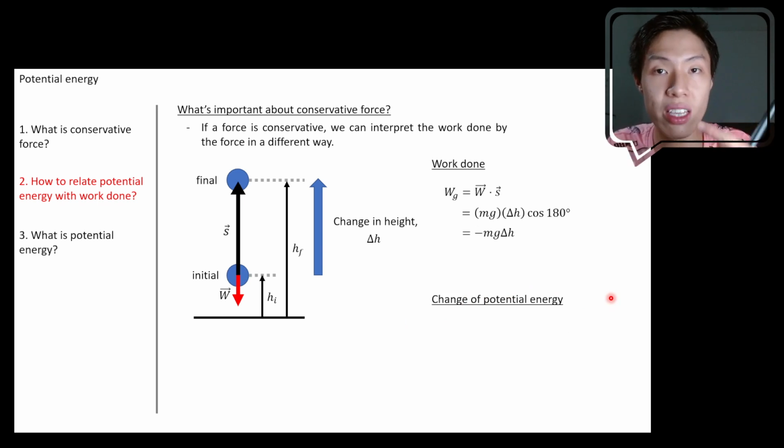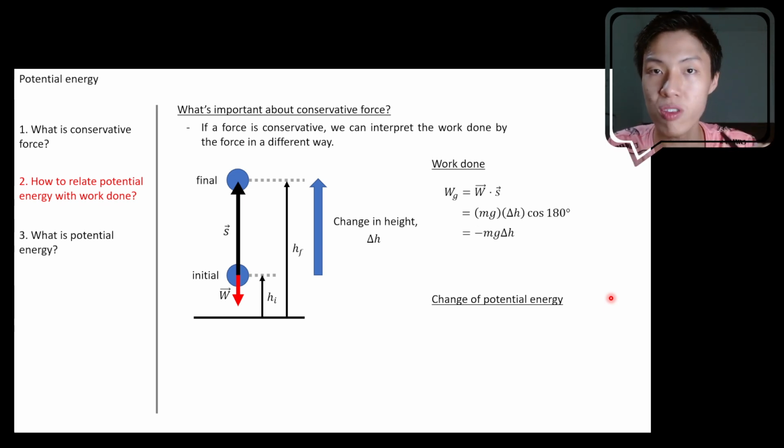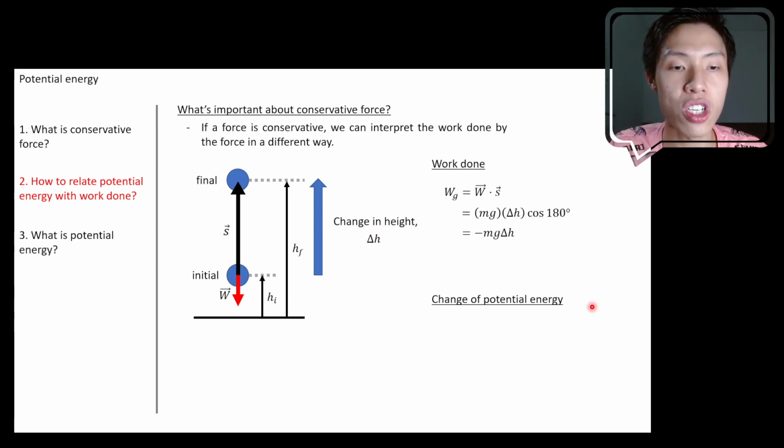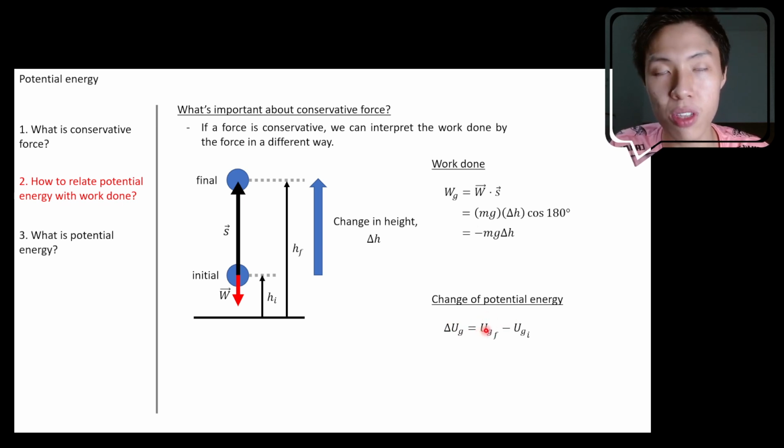And since we now reinterpret energy transfer out of the body as energy being transformed into potential energy, we will say that this object experiences a change of potential energy. The potential energy changes when this object undergoes a change in height. The change of potential energy is just potential energy final minus potential energy initial. In this case, I put a subscript G to represent that this is gravitational potential energy. So the change of gravitational potential energy is equal to the final gravitational potential energy minus the initial gravitational potential energy.